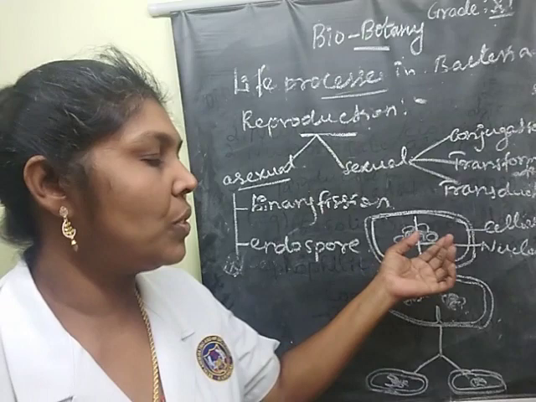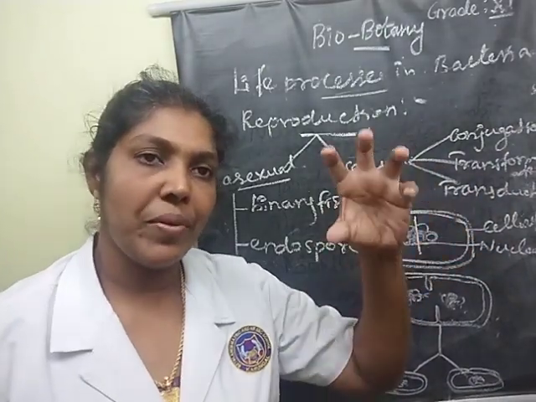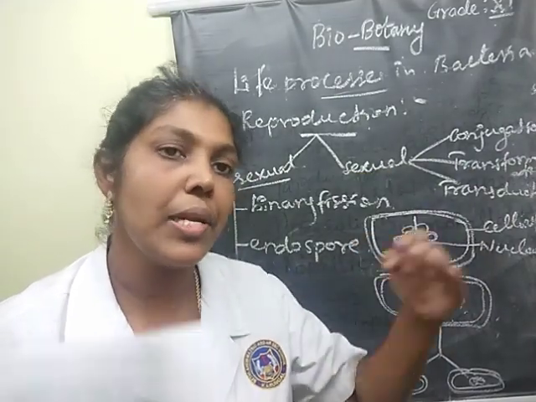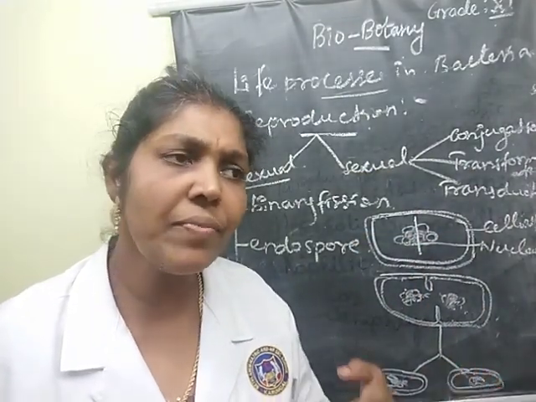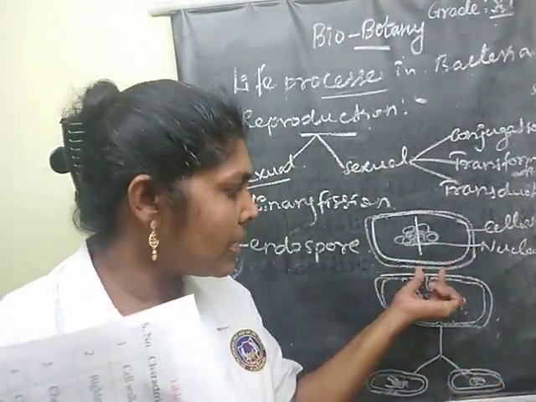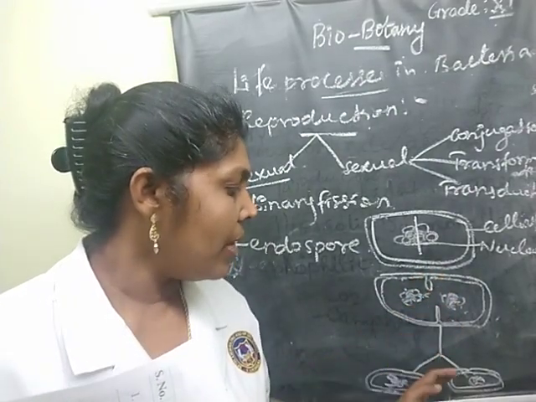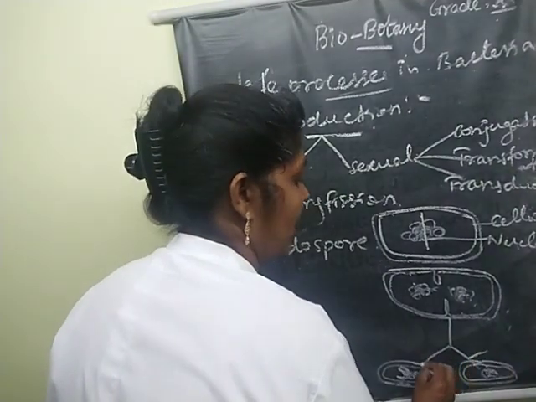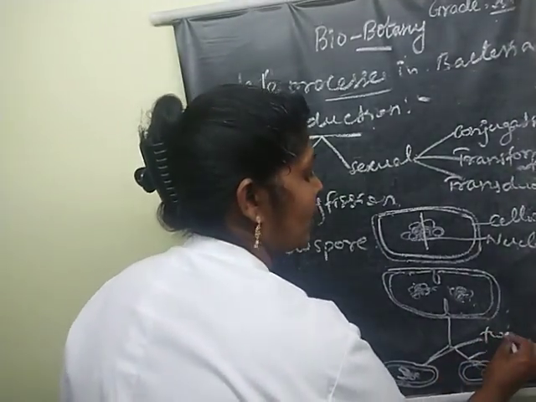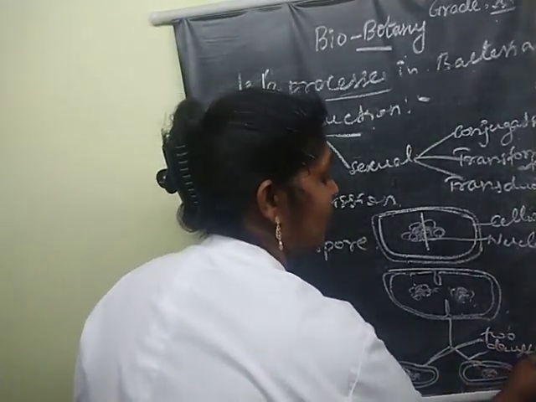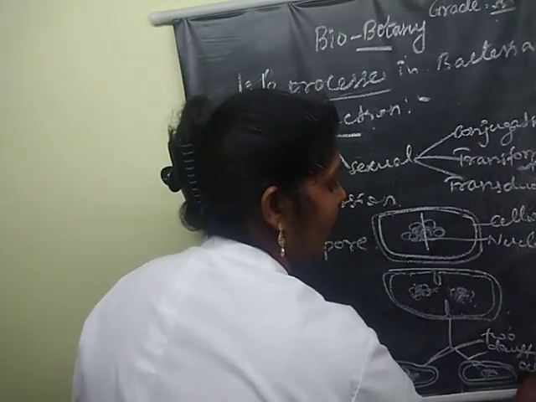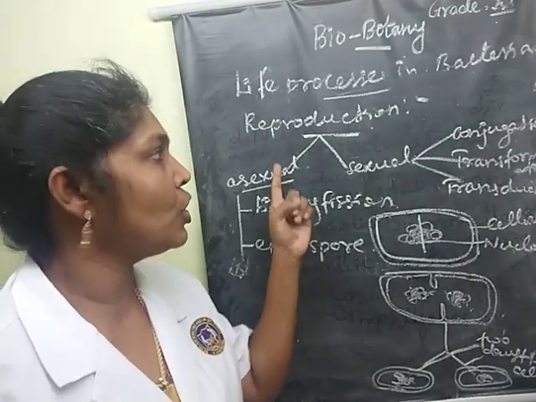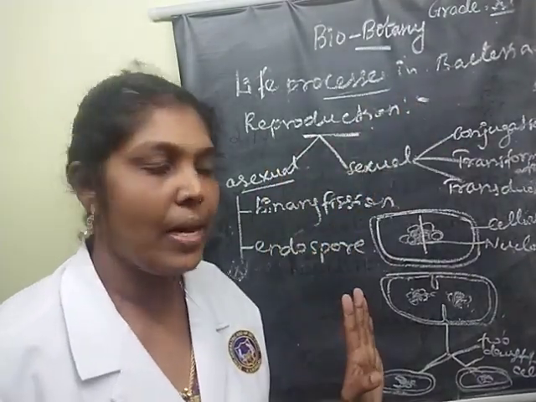Understood now? Just imagine one bacterial cell where the nuclear material is there. First, the nuclear material divides. After that, a constriction is made in this area. Then finally we will get two daughter cells. Understood, children? This is binary fission, the asexual method of reproduction in bacteria.